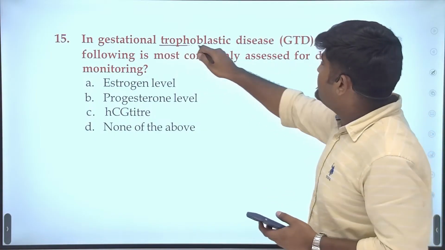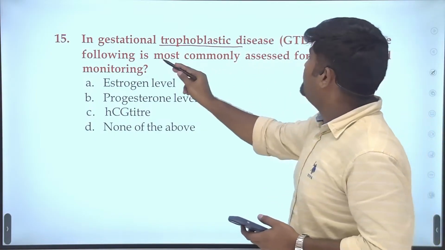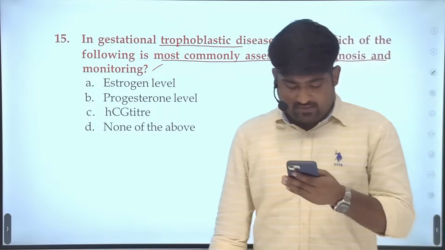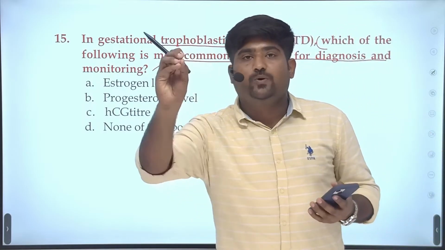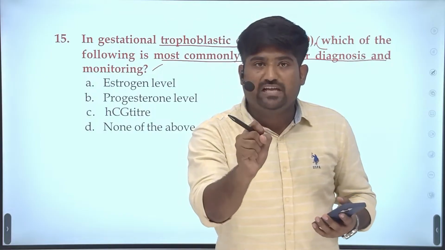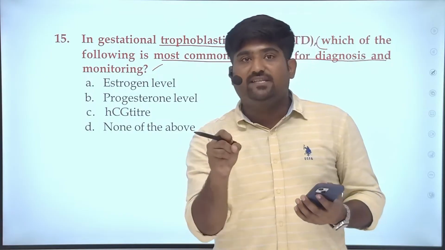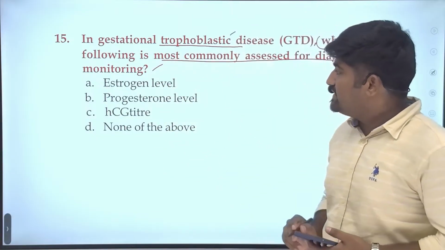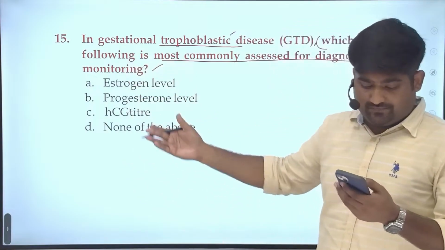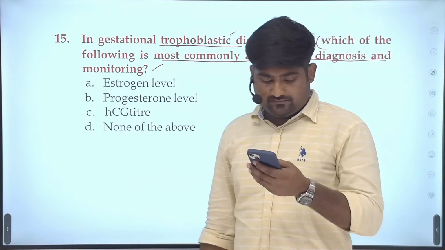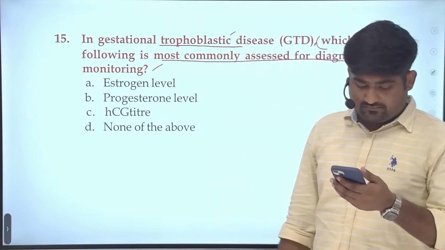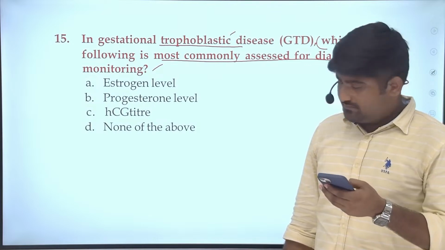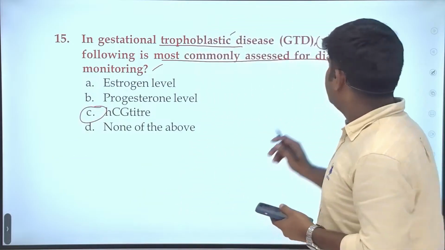In gestational trophoblastic disease, which of the following is most commonly assessed for diagnosis and monitoring? Yes, misoprostol, prostaglandin E1 analog. What will it do during the induction of labor? It will enhance the cervical ripening. Now, trophoblastic disease, which will be the answer? Easy question. Yes, it is HCG titer.